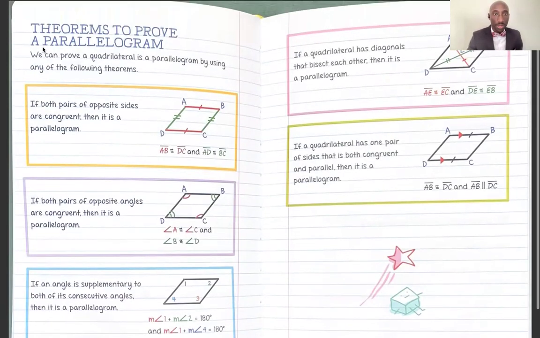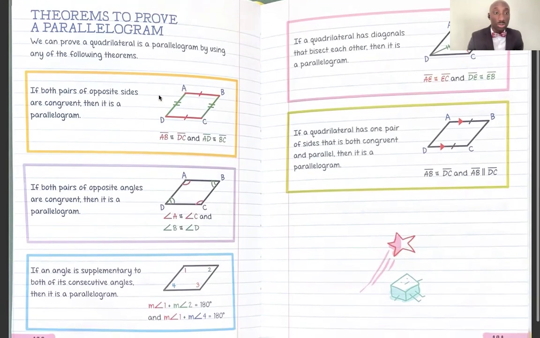So now, theorems to prove a parallelogram. We can prove a quadrilateral is a parallelogram by using any of the following theorems. If both pairs of opposite sides are congruent, then it is a parallelogram, right? AB and DC are the same, AD and BC are the same. If both pairs of opposite angles are congruent, then it's a parallelogram. A and C are congruent, B and D.